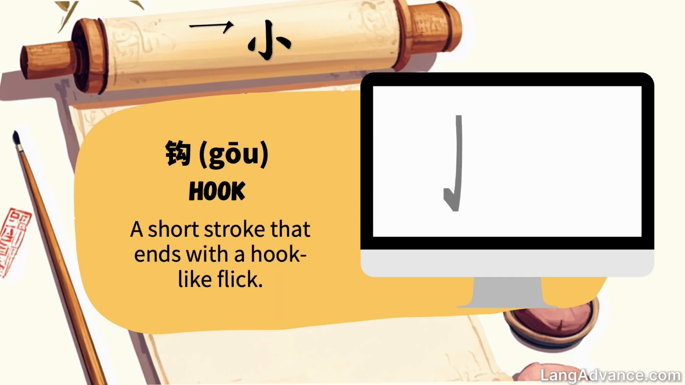And we have the hook, the go. Now, please bear in mind, for the go, we have two versions. One, we have the vertical hook. We drag it from top to bottom and we flick it like a hook. And we have the horizontal hook, from left to right, and we flick it with a hook. So, the vertical hook and the horizontal hook.